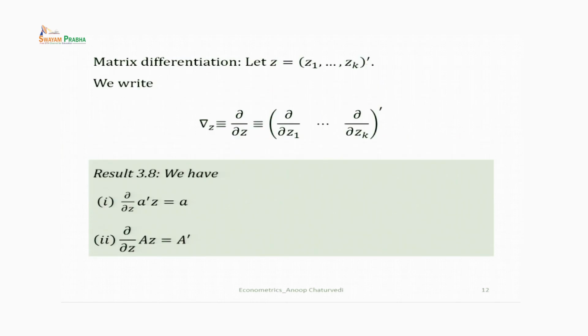Now, we consider some results of matrix differentiation. So, we define Z equal to (Z1, Z2, ..., Zk) transpose. So, actually Z is a k by 1 vector, and then we take del over del z equal to (del over del z1, and so on, del over del zk) transpose.